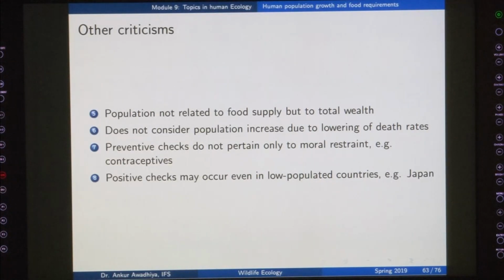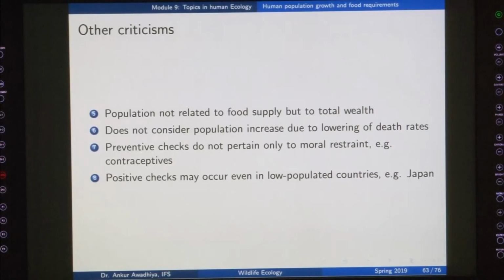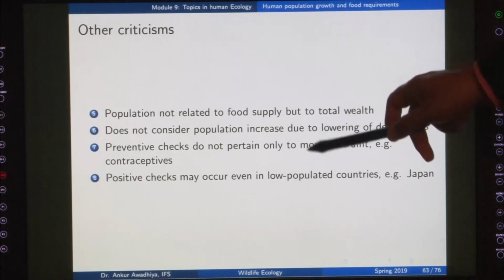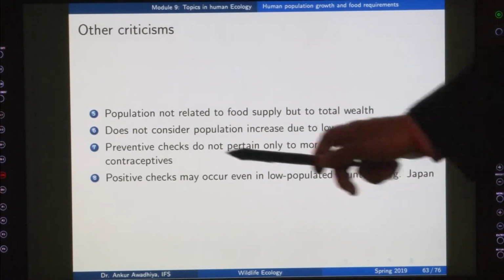Then, preventive checks do not pertain only to moral restraint. In the times of Malthus we did not have good technologies for contraception, but these days we have a number of contraceptives available in our society, be it intrauterine devices, pills, or condoms. So, we have so many contraceptive devices available that these preventive checks are no longer just related to the moral checks. Moral checks like abstinence, a higher age at marriage, or celibacy are not the only restraints currently applicable in society, but contraceptives are playing a much bigger role.